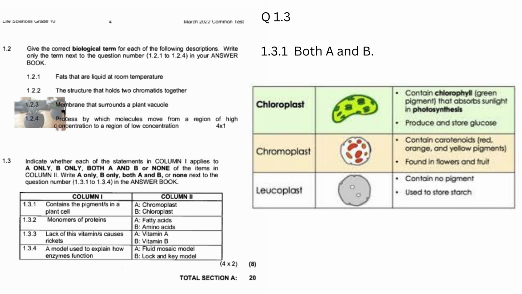The chloroplast contains the green pigment chlorophyll for photosynthesis. But chromoplasts contain red, orange, and yellow pigments, like the color in tomatoes, carrots, and flowers. So both of them contain pigments. That's why the answer is both. Whenever a question feels too obvious, pause and check the other option.